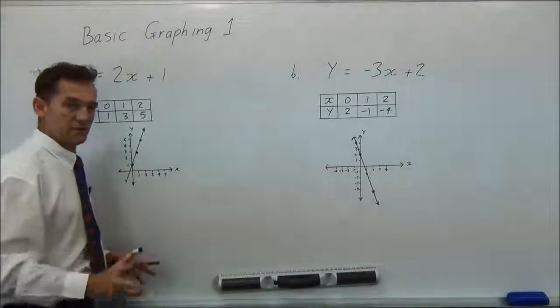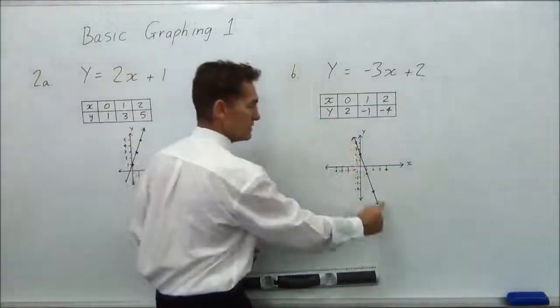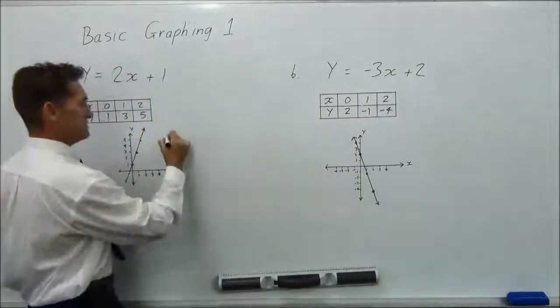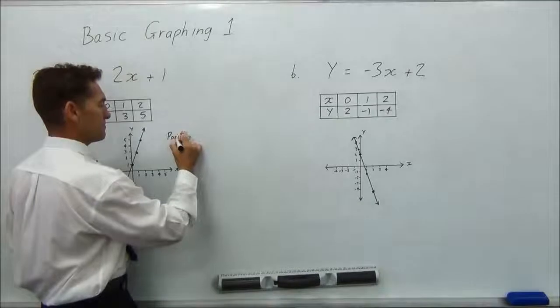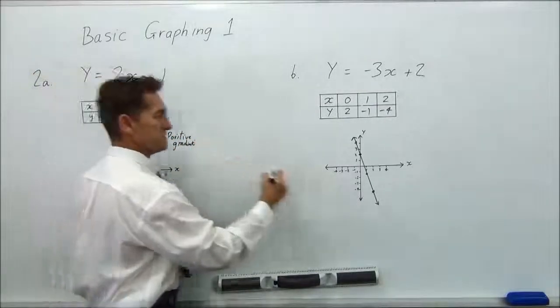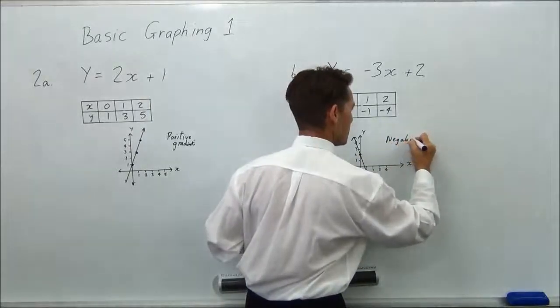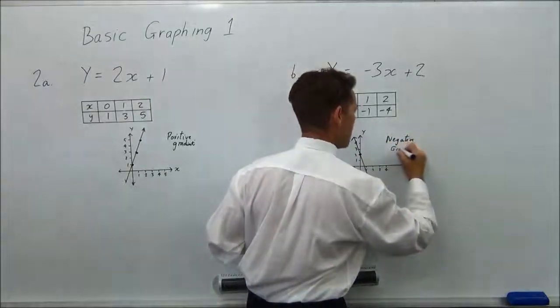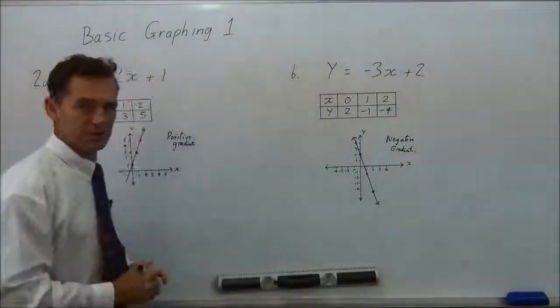Now a thing to note while you're here: this is going up, this is going down. So this is a positive gradient. And this is a negative gradient. And they're just points to notice for later on.